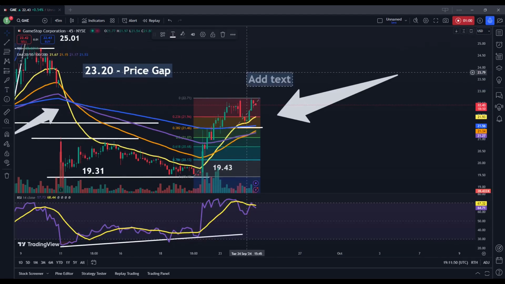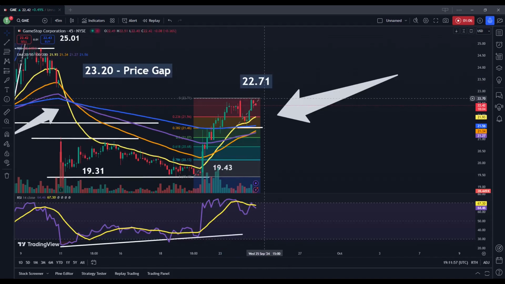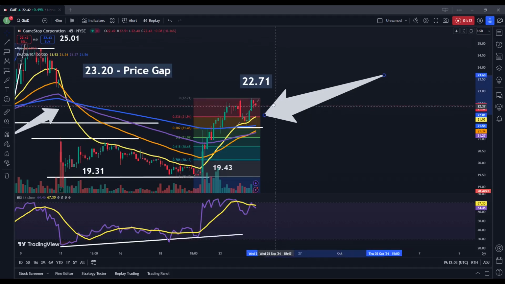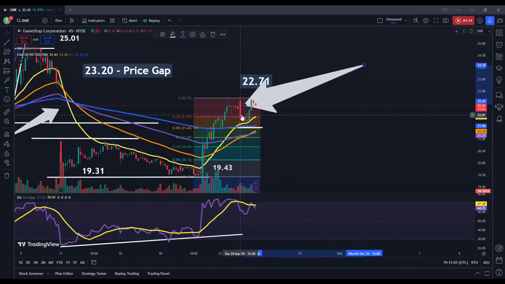22.71, I should say. Let me just write that in here, 22.71. So here we can see that this is the main upside resistance area that we're currently running into, and we have now pressured this area on two separate occasions. You can see this first occurring during the September 24 trading session, early in the session, and then more recently, you can see this happening again.